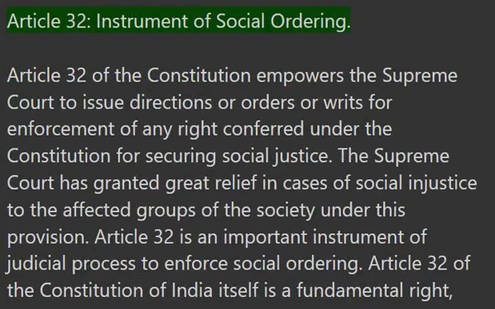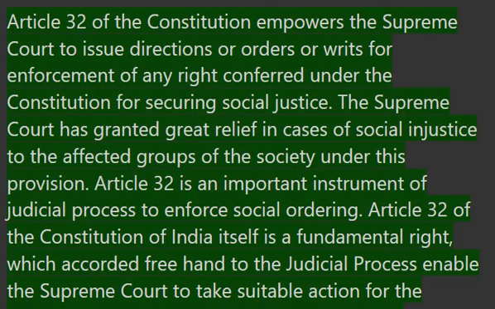Article 32, Instrument of Social Ordering. Article 32 of the Constitution empowers the Supreme Court to issue directions or orders or writs for enforcement of any right conferred under the Constitution for securing social justice. The Supreme Court has granted great relief in cases of social injustice to the affected groups of the society under this provision. Article 32 is an important instrument of judicial process to enforce social ordering.